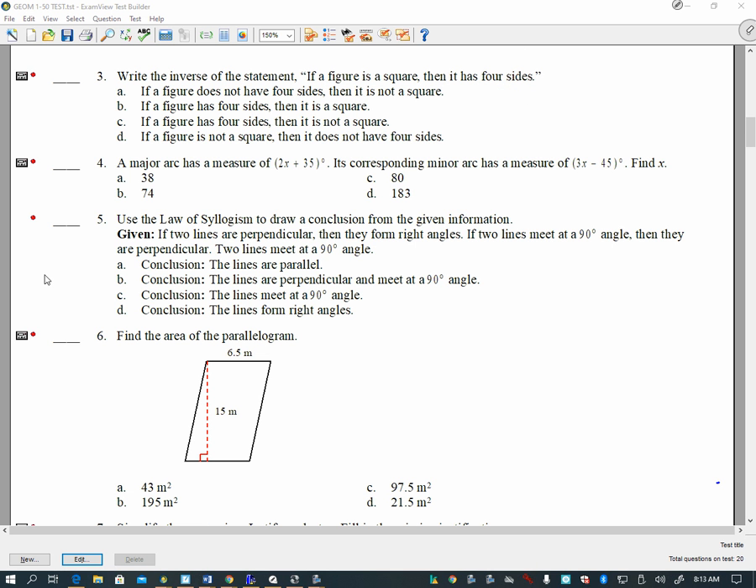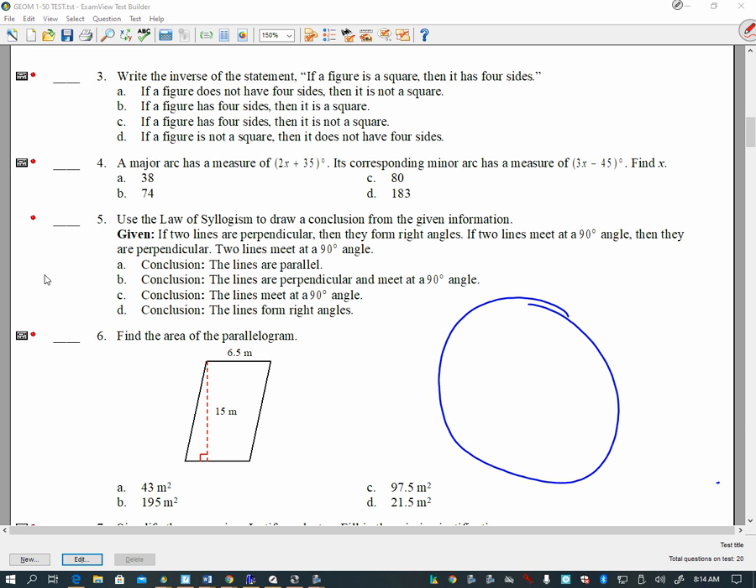Number four. How are we going to solve this? What do we need to know? A major arc and a minor arc, a corresponding minor arc. Do we know what we're talking about when we're talking about an arc? Okay. What shape are we dealing with? A circle.